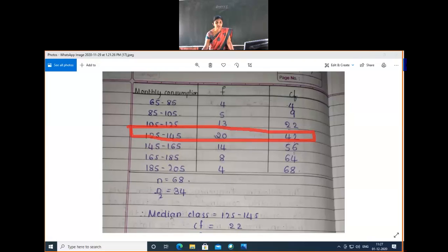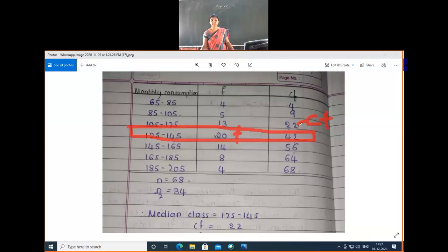You can mark this one. Okay. Now this is the median class box. This one we need for the calculation. This is the median class, 125 to 145. CF is actually the cumulative frequency preceding the median class. Preceding in the sense this one. This is CF. Got the idea of this one?